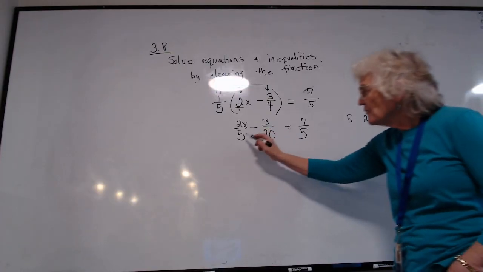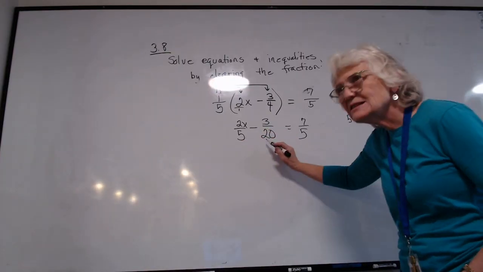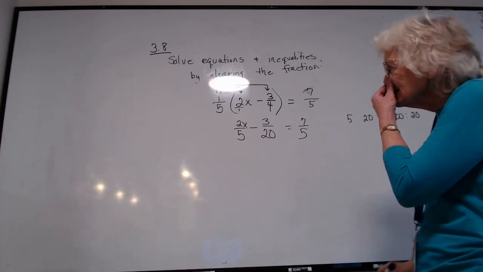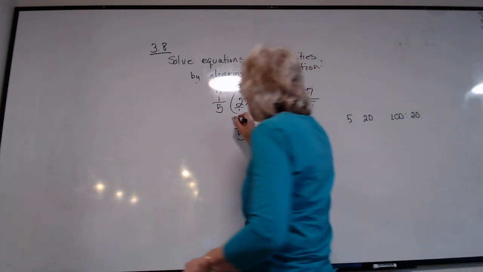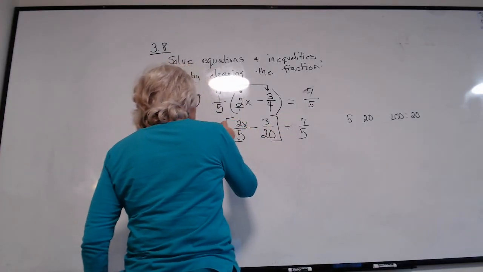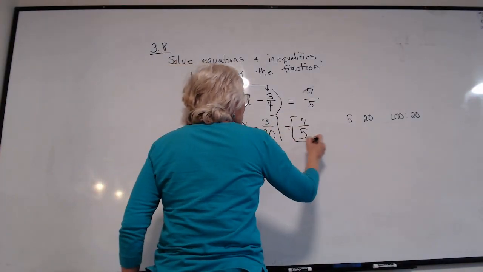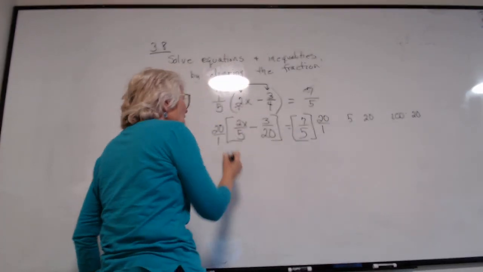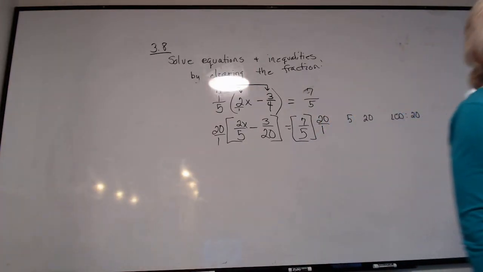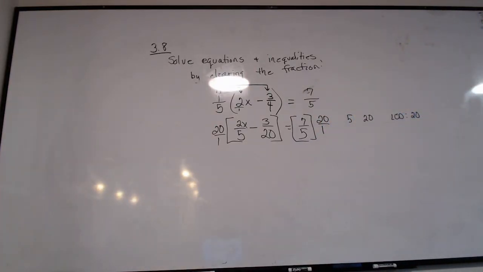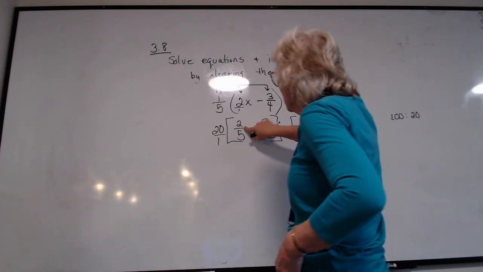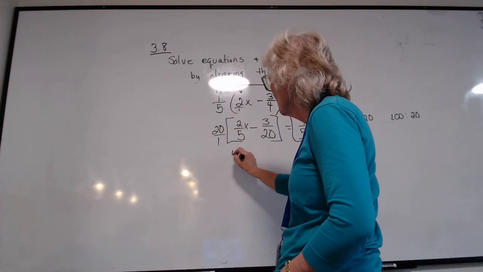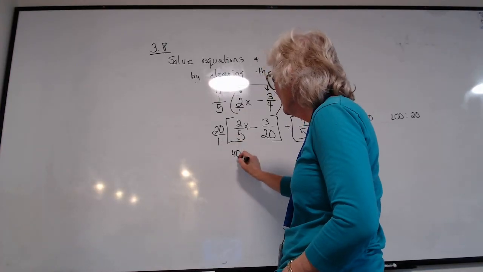Because 5 divides evenly into 20, 20 also divides evenly into 20. Okay, so now we're going to multiply all of this by 20 and this by 20. If you want to write it over 1, that's fine, because it helps you multiply. Some people like to do it like this. Instead of cross reducing, they'll just multiply. 20 times 2 is 40. 1 times 5 is 5.